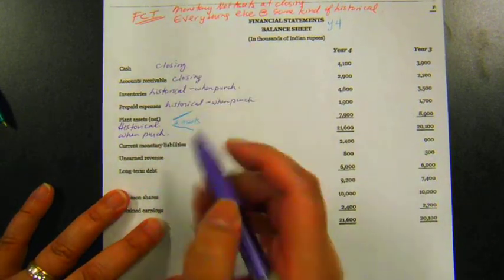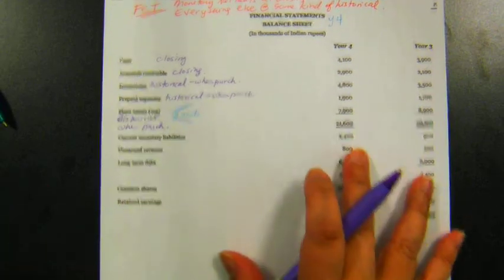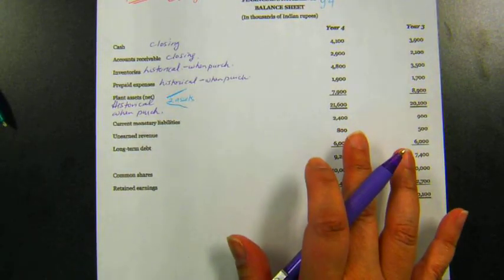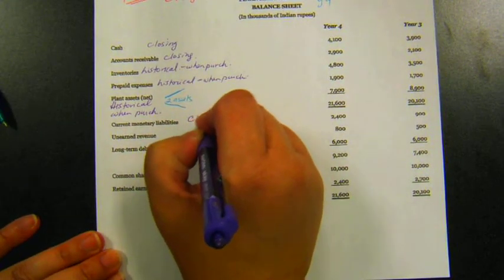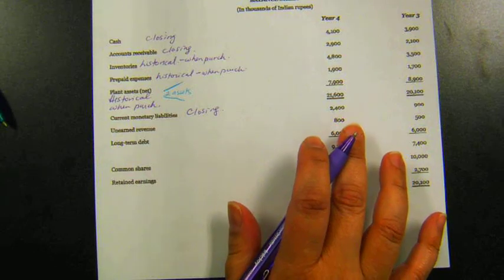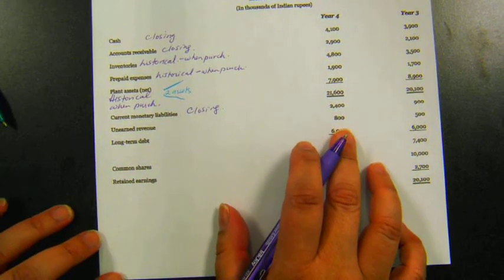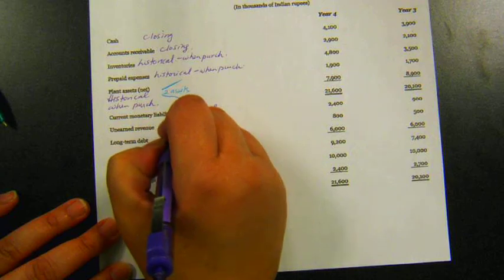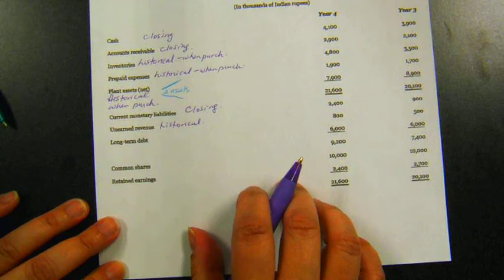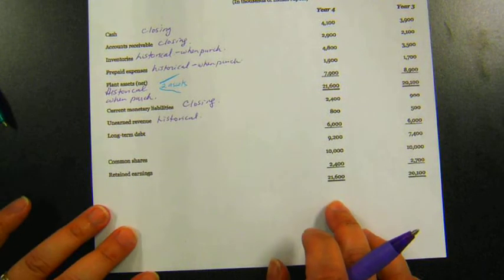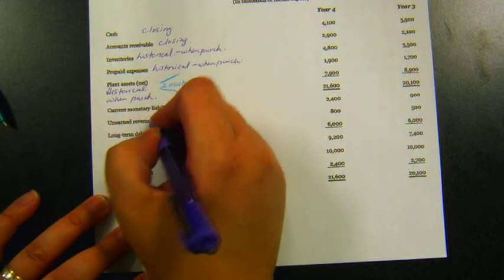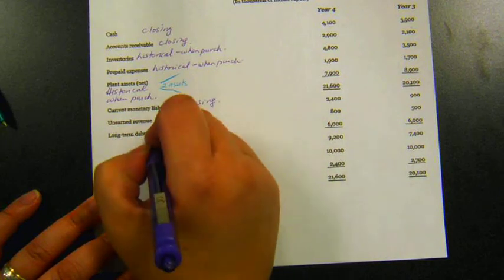Okay, going down, we're trying to find if it's monetary or non-monetary. How about current monetary items? Clearly, yes. So they are at closing. Unearned revenue. Is it monetary? Nope. So it is historical. And long-term debt, is it monetary? Yes, because you're going to get money, or give money. It'll be settled with money. So it's closing.